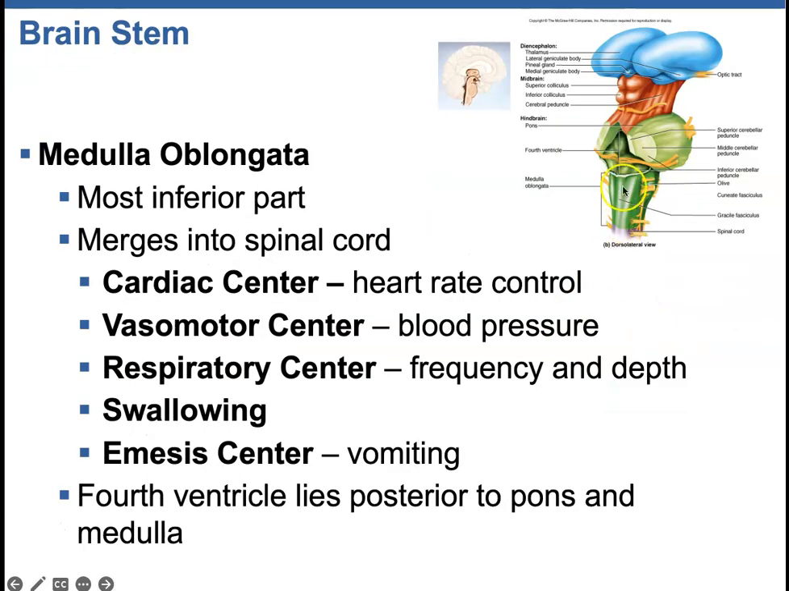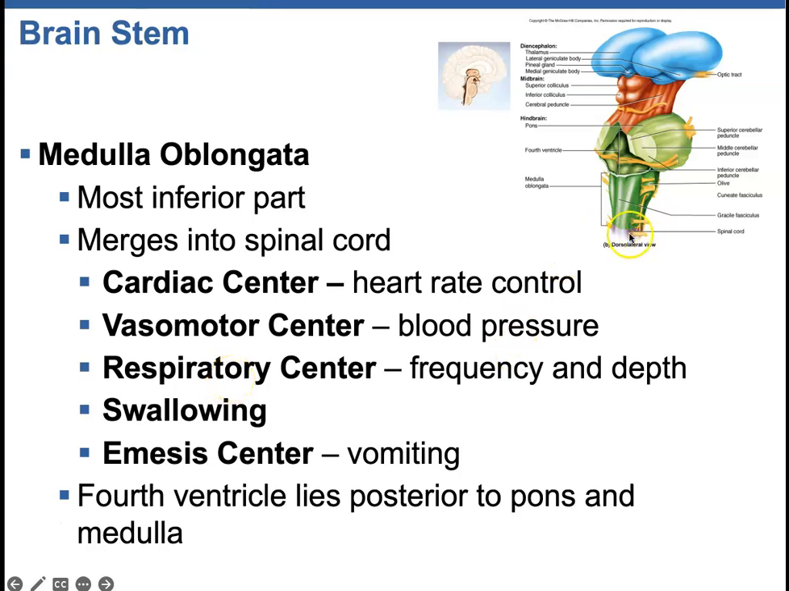And then the medulla oblongata, the real critical piece that I want you to remember about this is that this is the portion of the brainstem that actually connects to the spinal cord. So spinal cord is here, midbrain is here. And located proximally to that spinal cord is that portion of the medulla oblongata where we have our cardiac center that regulates our heart rate, the vasomotor center which regulates blood pressure, and the respiratory center that is going to regulate the frequency and the depth of our breathing. So really critical areas that help keep us alive.